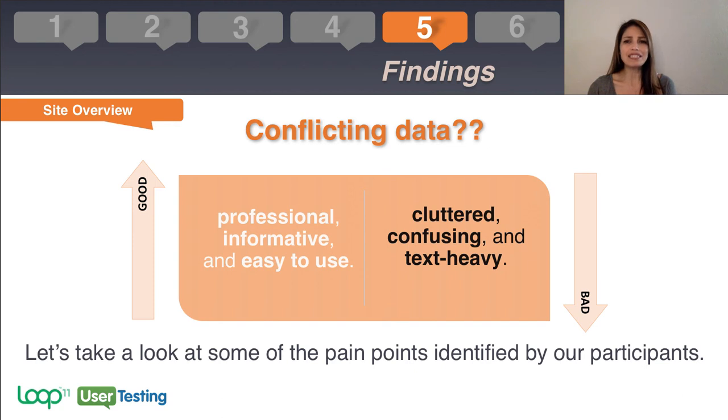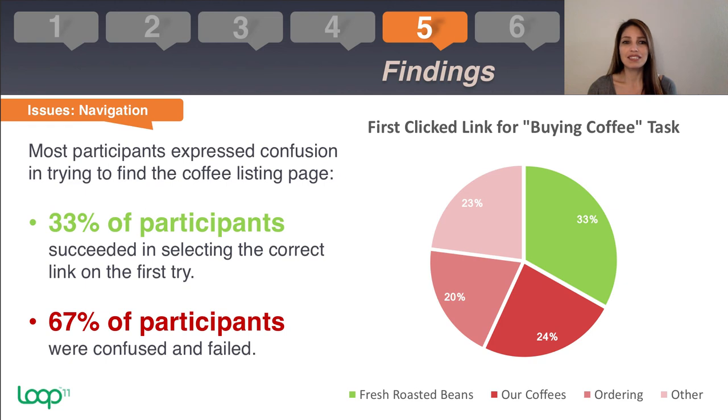Now this is conflicting data. Now how is it that participants would say it is professional, informative, and easy to use, yet most participants also included comments that the process was cluttered, confusing, and text-heavy? We have some good and we have some bad. Let's take a look at some of the pain points identified by our participants.